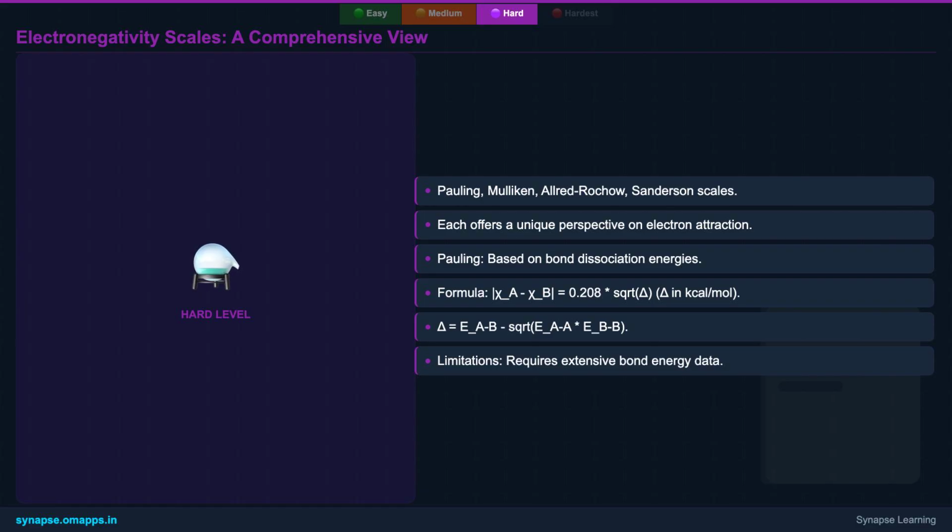The Mulliken scale, on the other hand, is considered more absolute as it's derived from isolated atomic properties, the average of ionization enthalpy and electron gain enthalpy. It directly quantifies an atom's propensity to attract and hold electrons. Both scales provide valuable insights, complementing each other.